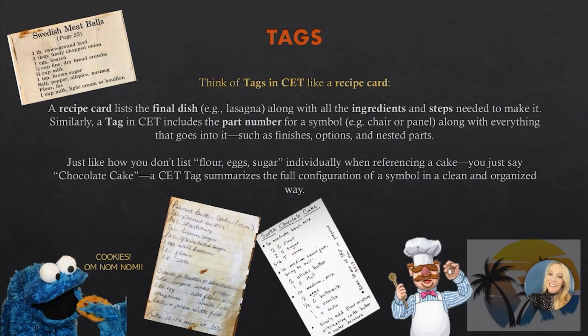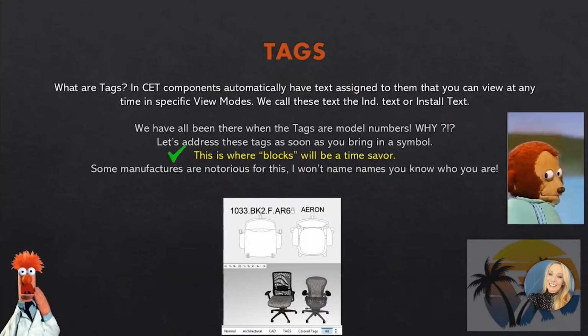Okay, tags. I like to think of tags like a recipe card. A recipe card has a list of ingredients that it takes to make up that item that you wish to bake. Now, tags in CET include everything that goes into making those symbols. It has all the options that go into that. So think of that as the recipe card.